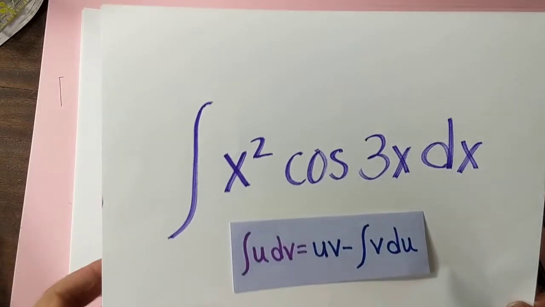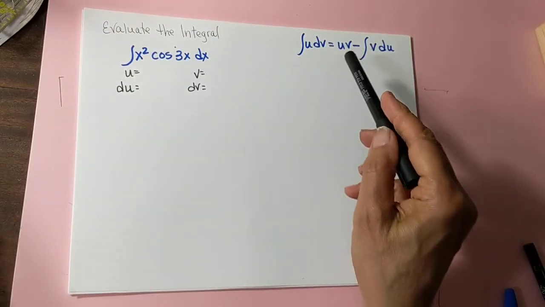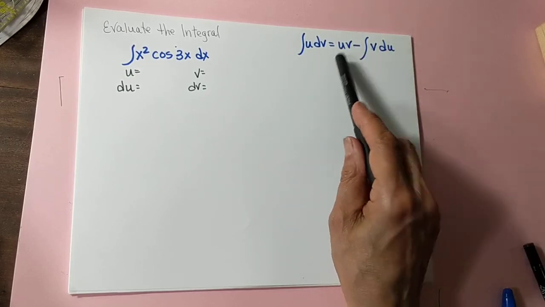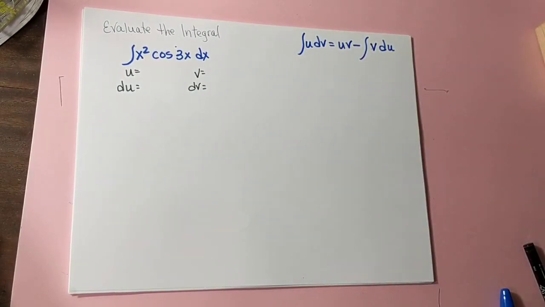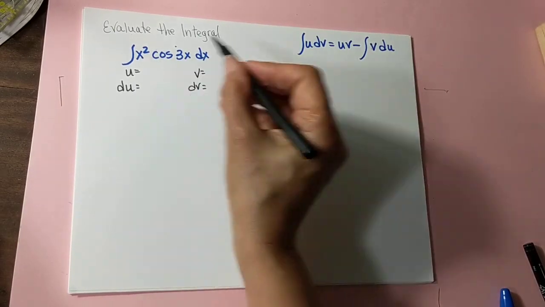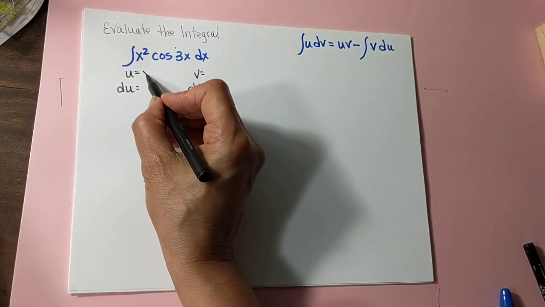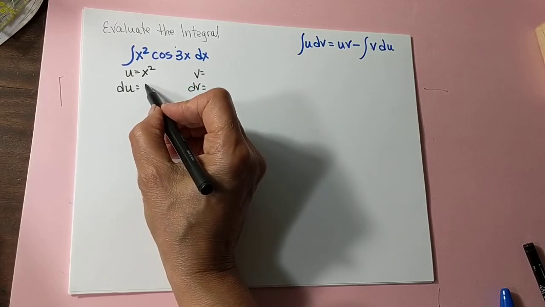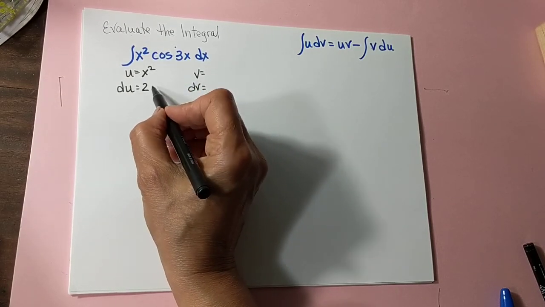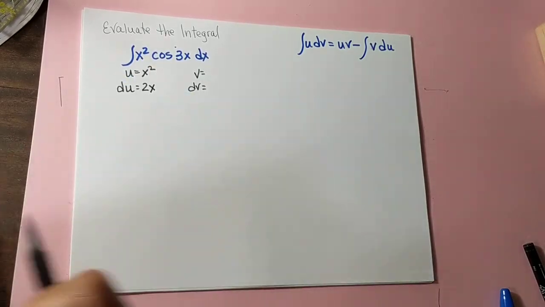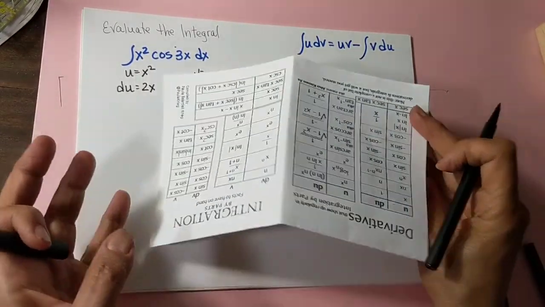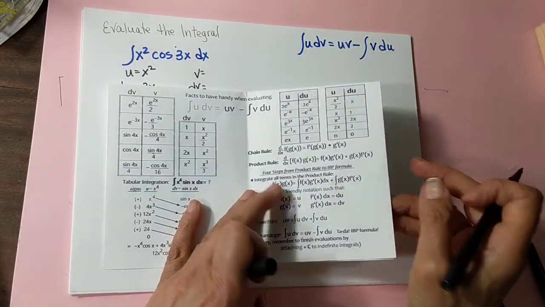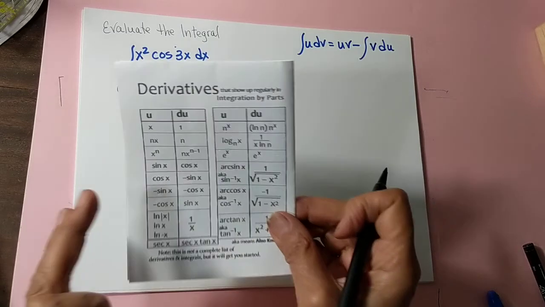But your x squared is your best bet for your u because it becomes a constant after just a couple of rounds. I always like to have my formula up here so I can refer to it. Don't try to keep everything in your head. We're saying that our u is x squared. The derivative of u is 2x. If I forget those things, I've got this little table I've made for myself with all sorts of handy things on it that you can download.